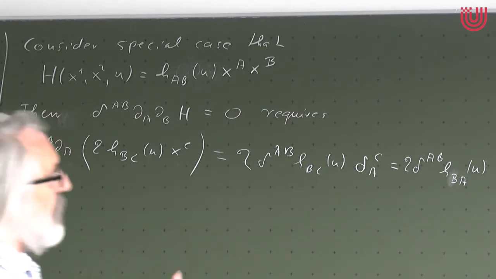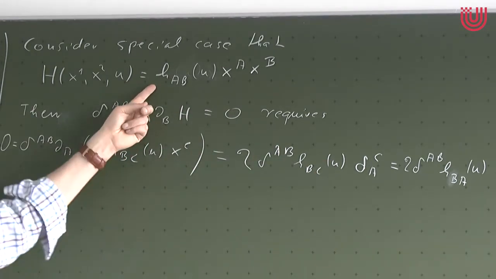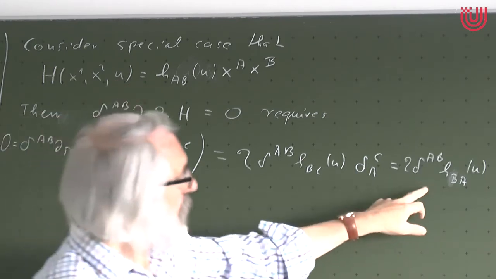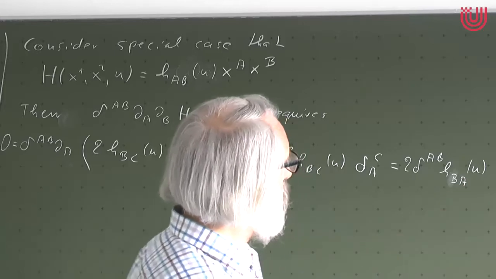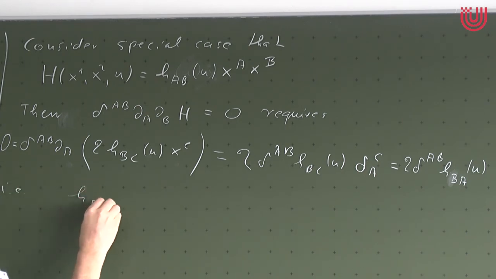So what does this mean? It means that this matrix HAB, a 2x2 matrix, is trace free. So HAB is a 2x2 matrix, the coefficients depend on U, it's symmetric, and the field equation requires it to be symmetric. So the HAB has the following form.